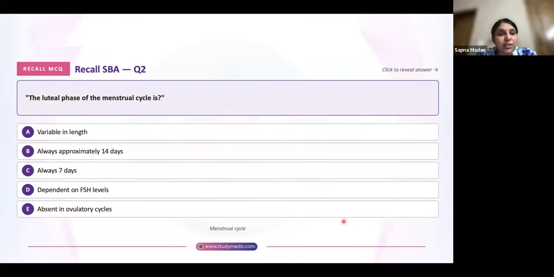The luteal phase of the menstrual cycle is variable in length, always approximately 14 days, always 7 days? It is dependent on the FSH levels, and it is absent in ovulatory cycles? So we have discussed this. The luteal phase is always 14 days, and the follicular phase may vary. So in anovulatory cycles, it is the follicular phase which is prolonged, and thereafter, once the luteal phase happens, it is only 14 days.